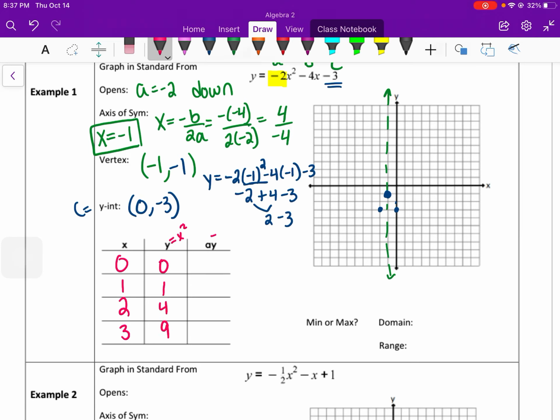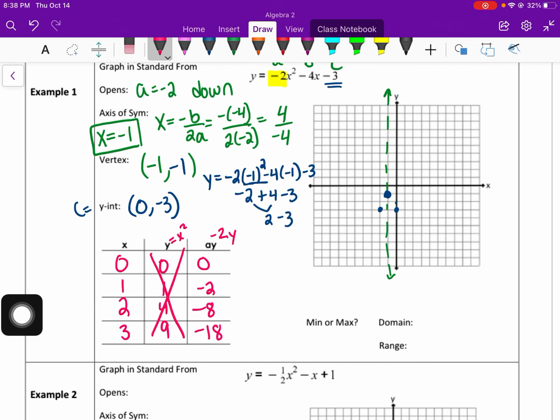Then this A value is negative 2. So you're going to take the middle column times negative 2, multiplying all the middle ones by negative 2. And then I graph that table from my vertex. So the A value doesn't move the function at all. So 0, 0 is still at the vertex point, which in this case is negative 1, negative 1.